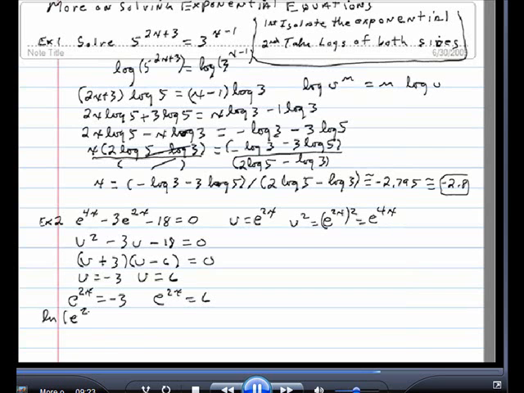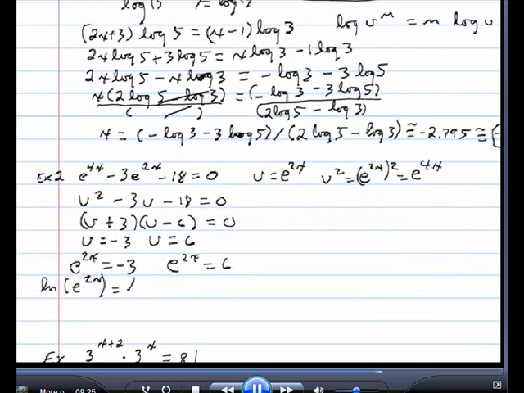ln of e to the 2x is equal to ln of negative 3. Well, we can see right there this isn't going to work. We're not going to be able to raise e to the 2x power and get a negative. The log of negative 3 is undefined, so this is not going to lead us to a solution. Let's try the other side.